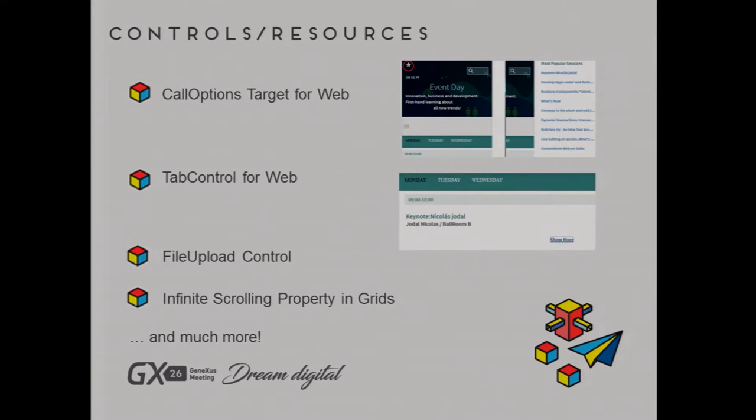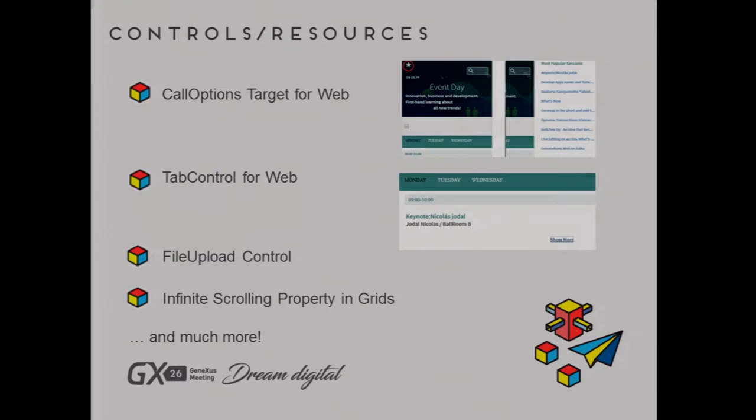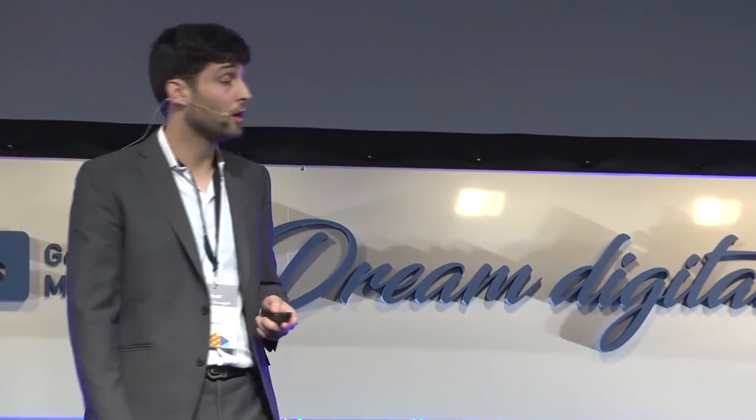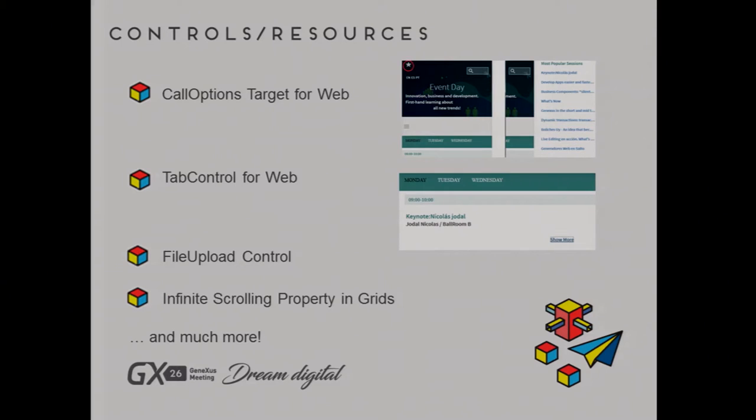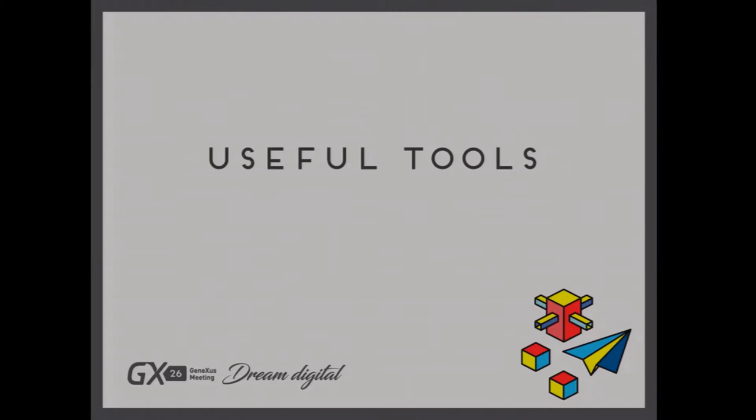Now, control for web, it's a pack control that we can use in an event day, in a day event, and we can show the various days on the event, Monday, Tuesday, and Wednesday in this case. This is a very useful control, and we are distributing it in our native app. We can make a massive upload of files, different screens. We can also talk about the infinite scrolling property in grids. We can go on talking endlessly on the various controls, but I don't want to dwell on that.